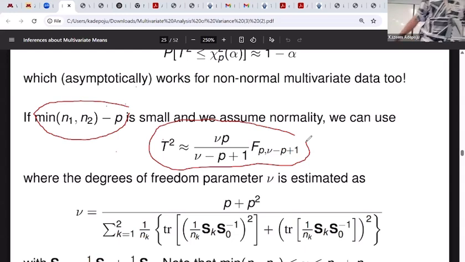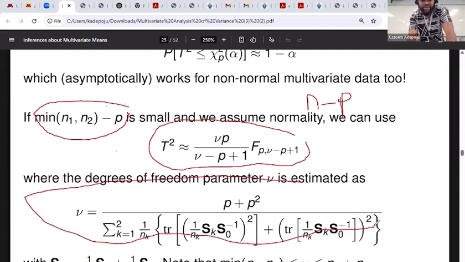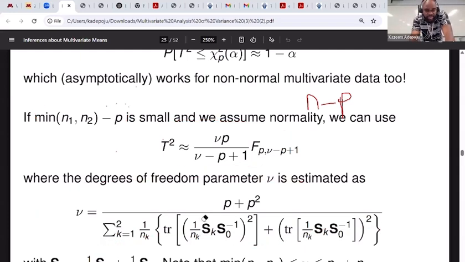It's just like what you have done before, where you're going to write n minus p. But here our n is going to be the minimum between the sample taken from group 1 and the sample taken from group 2, minus p. If that is small and we assume normality, we're actually going to make use of that formula. And V in that formula is computed this way.